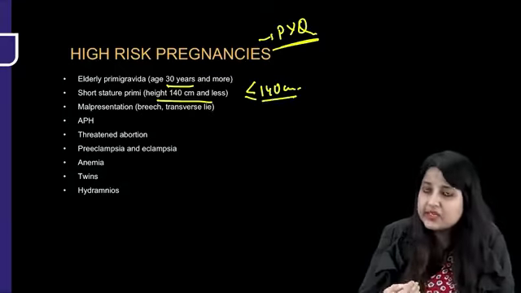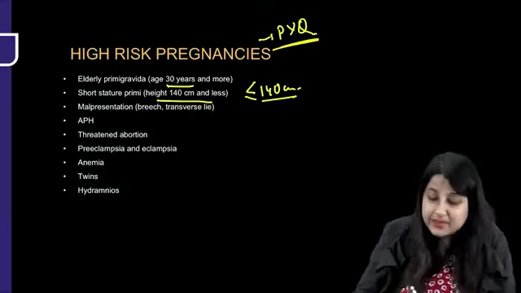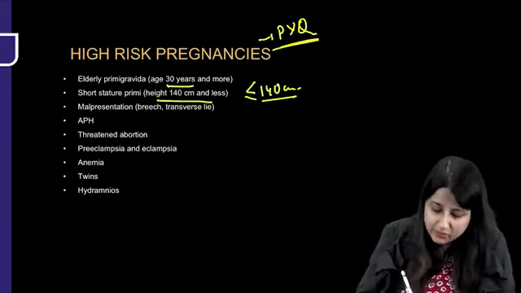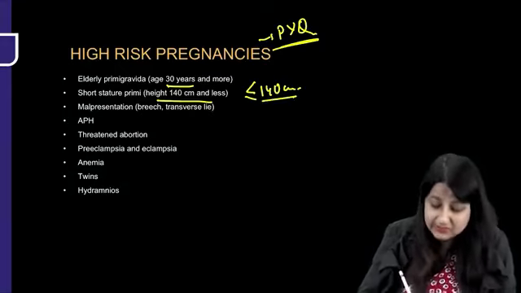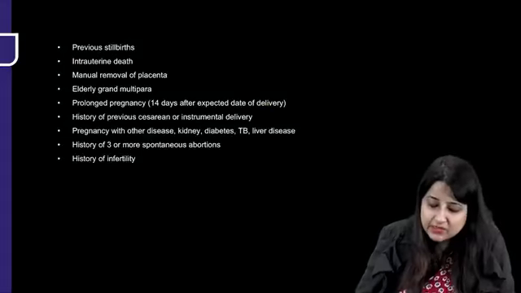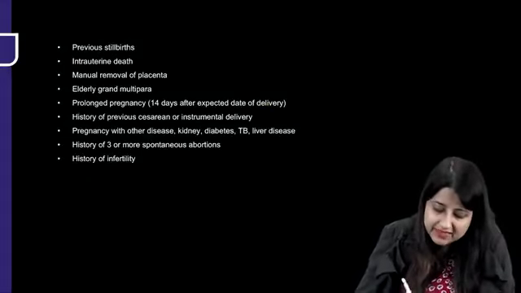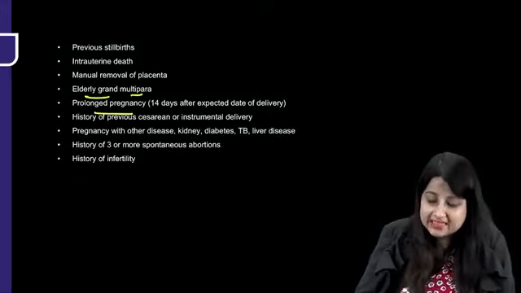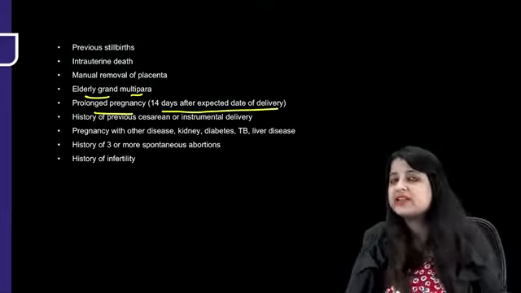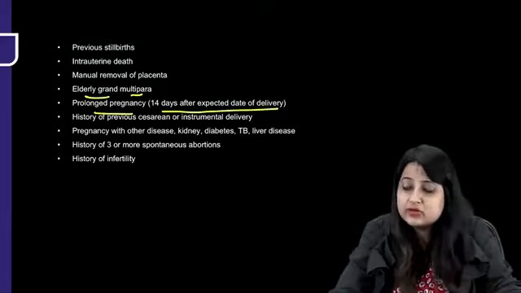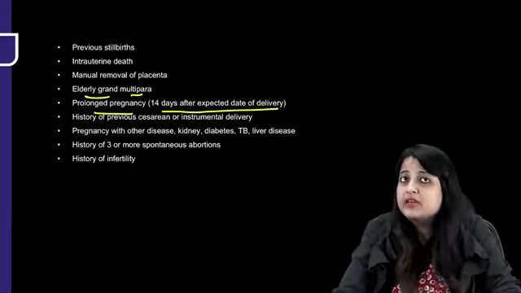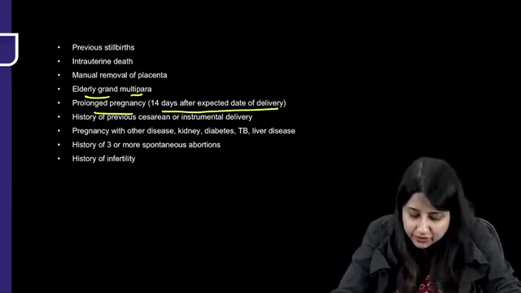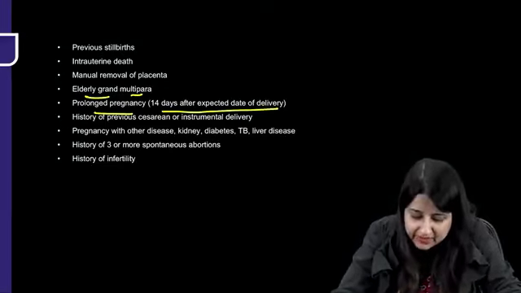Then of course, if it's a breech or a transverse lie, APH, antepartum hemorrhage, threatened abortion, preeclampsia, eclampsia, anemia, twins, hydramnios, previous stillbirths, intrauterine death, manual removal of placenta, elderly grand multipara, then prolonged pregnancy. That means 14 days after expected date of delivery. The EDD is today, the baby has not yet come out, 14 days have passed. History of previous C-section or instrumental delivery.